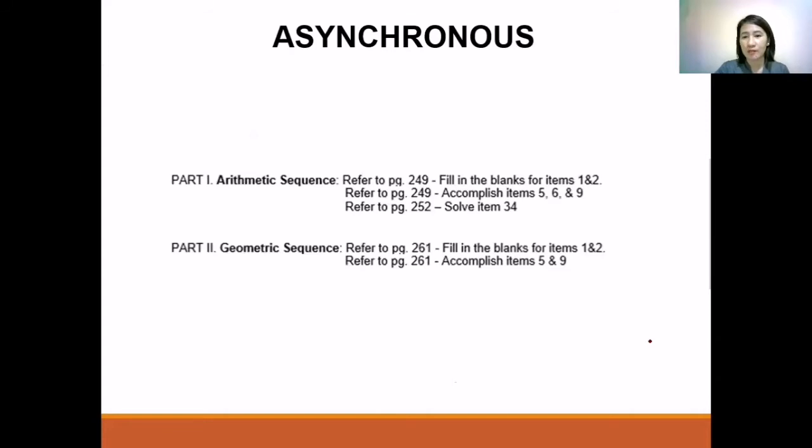So first part, page 249 and 252, items 1 and 2, 5, 6, and 9, and 34. For geometric sequence, you have page 261, items 1 and 2, and 5 and 9. So these are all the items that you have to finish.